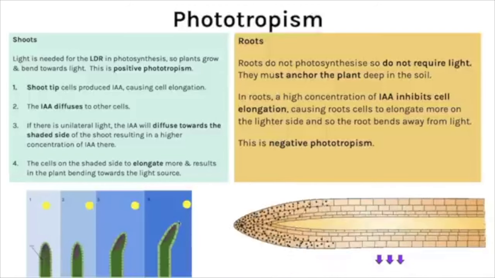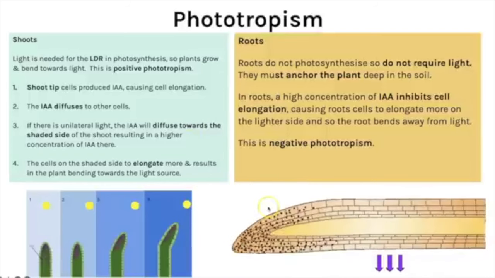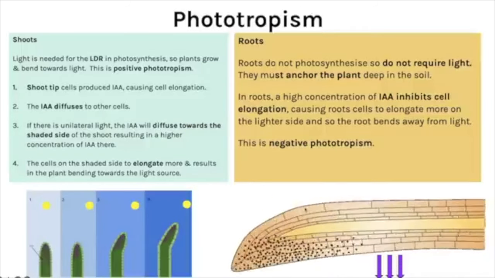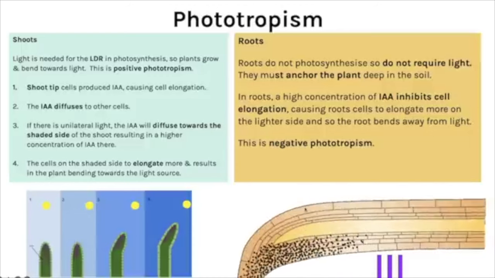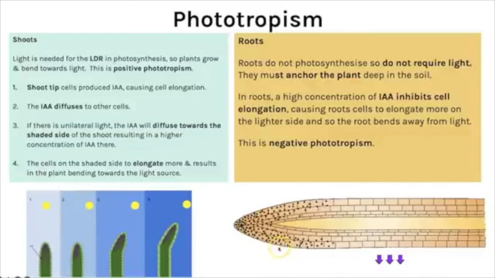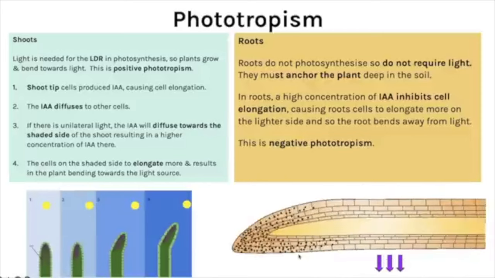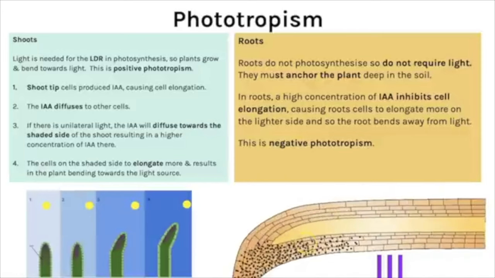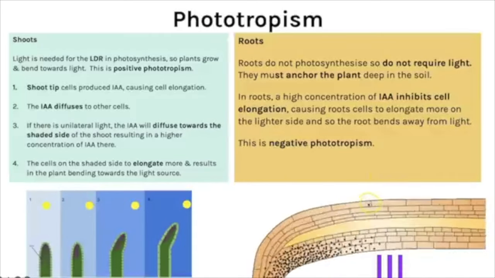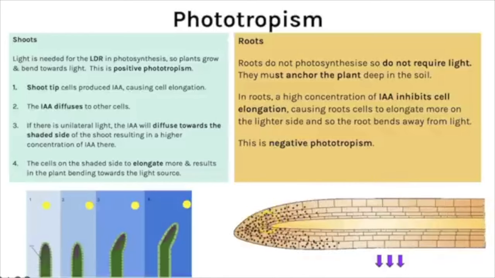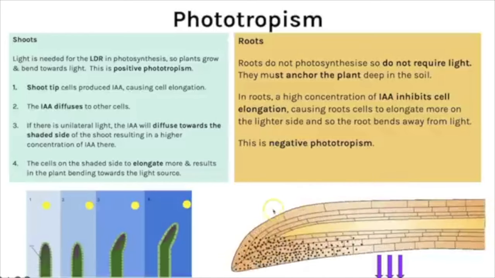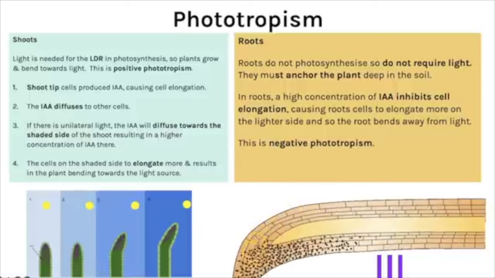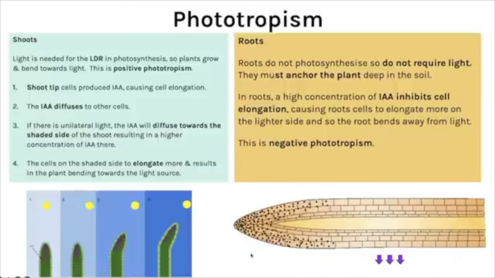In the roots, we have the opposite happening. The IAA will still diffuse away from a light source, but this time we said that in the roots, IAA inhibits the growth. So as a result, the top layer of cells will be growing or elongating more, and that is why the root ends up bending downwards away from the light.